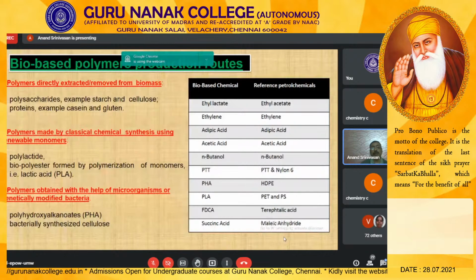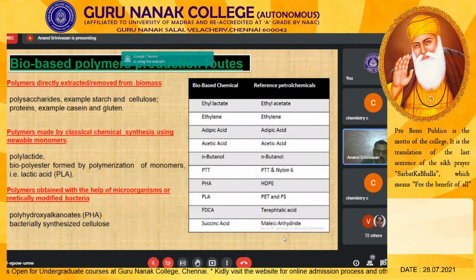So, bio-based polymer production routes: you can produce bio-based polymers through various production routes. One is polymers directly extracted or removed from biomass. Biomass could be a source. You can extract polymer from the biomass. That is one of the ways by which you can obtain bio-based polymers. The polymers obtained from this route are polysaccharides, which are starch and cellulose. You can also get proteins, like casein. Casein is actually a milk protein.